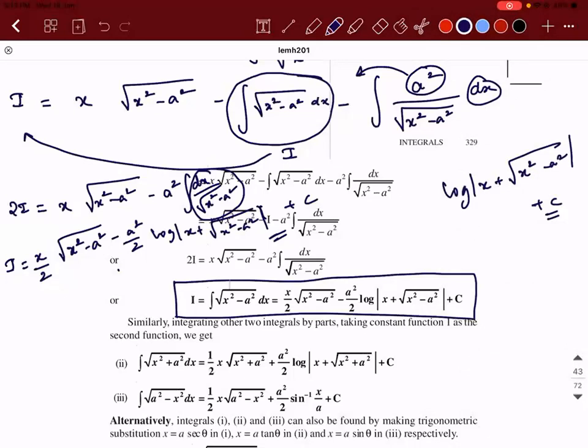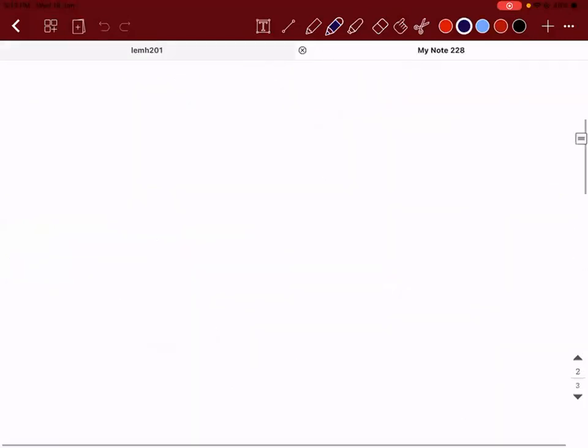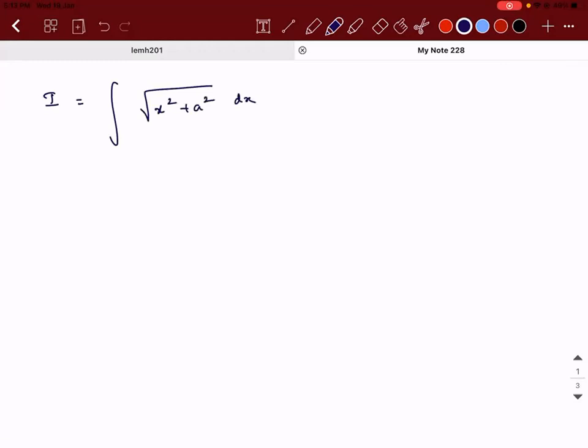Okay. So using the same logic, will you be able to derive, Rohan, will you be able to help me? Derive the root of x square plus a square formula. So that's the next one, right? So I take this as I.